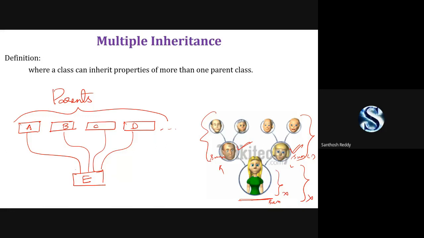How do we solve this multiple inheritance ambiguity? We have a concept called interfaces. Using interfaces, we can solve the problem which occurs in multiple inheritance. Is it clear for everyone? What do you mean by multiple inheritance? What is the problem which occurs in multiple inheritance? Students, I'm asking you people, is it clear? Yes, sir.